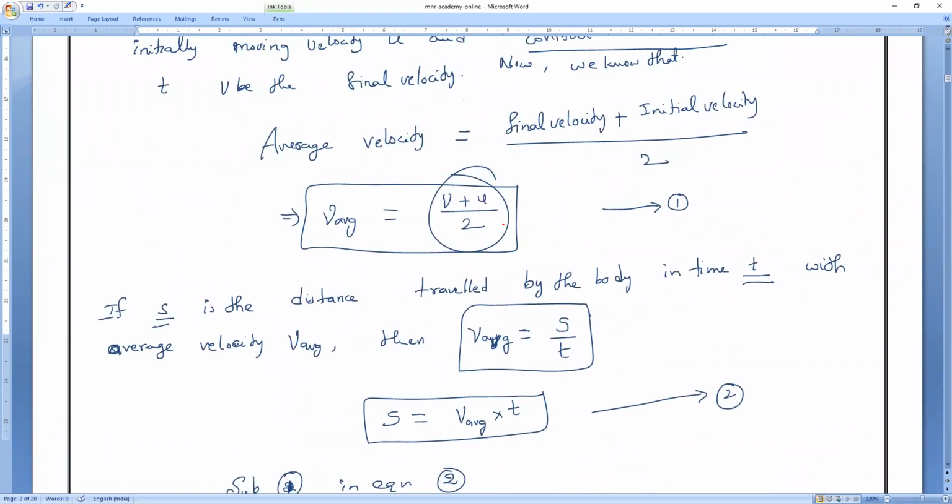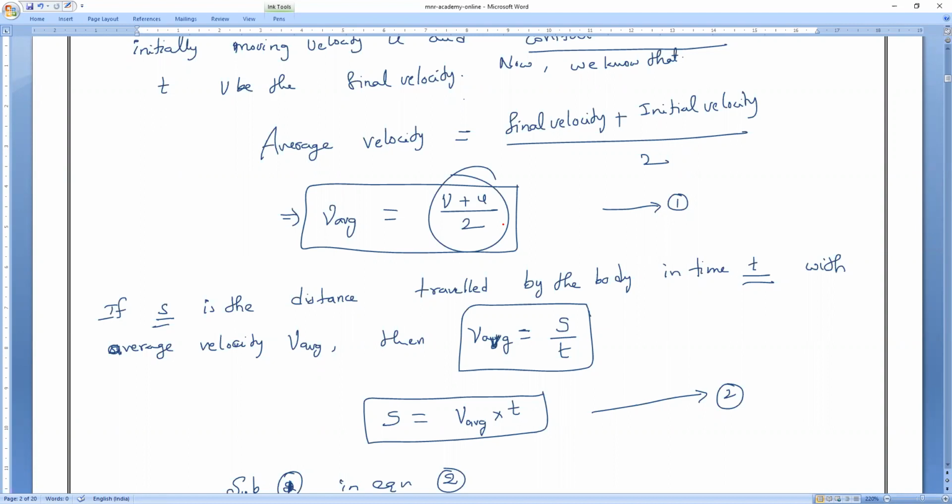So for solving the second equation of motion, we need to take a body which is having constant acceleration. Constant acceleration means V average is what? Final velocity plus initial velocity by 2. And we have to consider the body is traveling some distance in a time t.